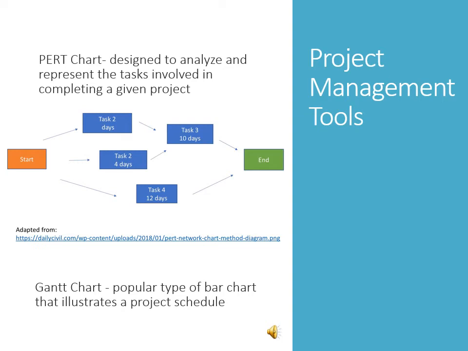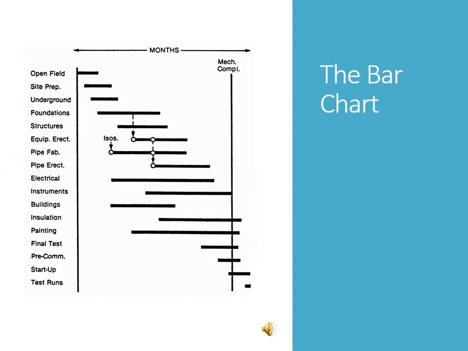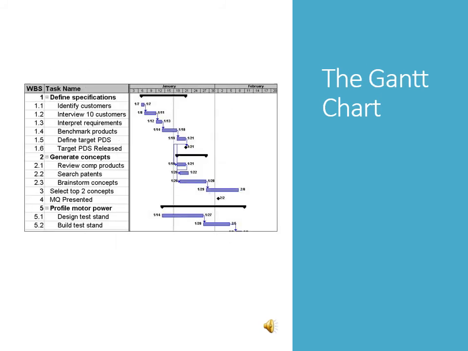One common project management tool is the PERT chart, designed to analyze and represent the tasks involved in completing a given project. You have the Gantt chart, which is a popular type of bar chart that illustrates a project schedule. The bar chart is another project management tool which was used in the past and is still being used today. The Gantt chart we mentioned before shows, in more detailed stages and steps, the tasks and their exact duration.